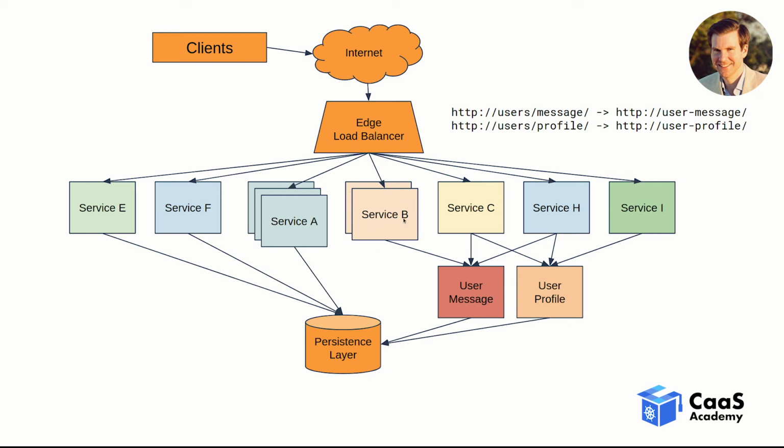I have to edit service B so that before, when it called users slash message, it should be calling a whole new service, the user message service. And before, when it called user's profile, to get a user's profile, it has to talk to a new service called user profile. And this can be pretty painful if all of these different services are managed by different teams.